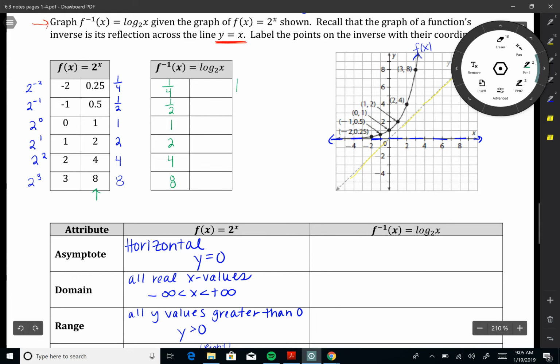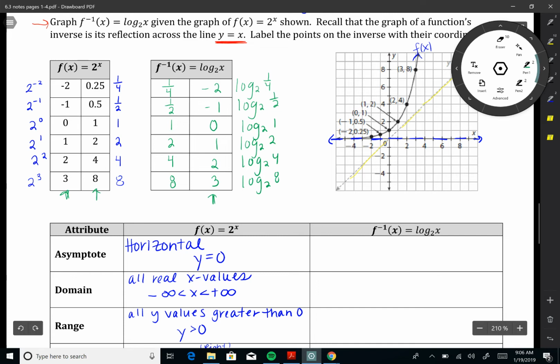We know that the first one, I'm finding log base 2 of 1/4, and we know that that's -2. The second one, I'm finding log base 2 of 1/2. We know that's -1. Log base 2 of 1, 2 to the 0 is 1, so that's 0. Log base 2 of 2, that's 1. Log base 2 of 4, that's 2. Log base 2 of 8, that's 3. So as we see in this second column, our outputs were our inputs in the other one.